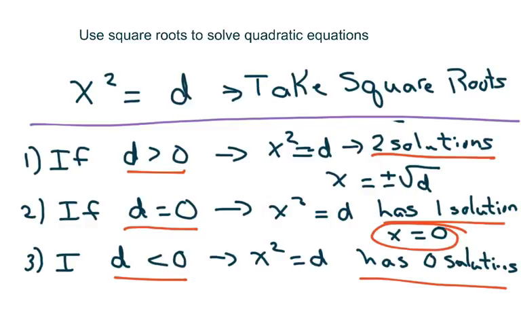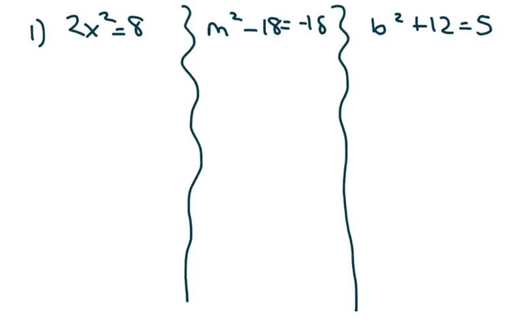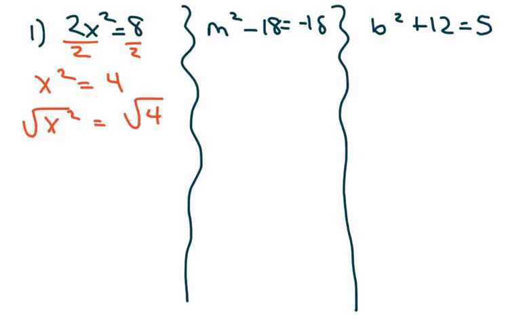So let me illustrate this with the next slide. So let's look at the first one. We're going to solve by taking square roots. So the first thing we're going to do is divide both sides by 2. So we get x squared equals 4. Then we're going to square root both sides. Now remember, when you square root both sides, you have to do plus and minus. And so we get, this cancels each other out. So we get x equals plus or minus 2. So we have two solutions. This is in the case where d was positive.